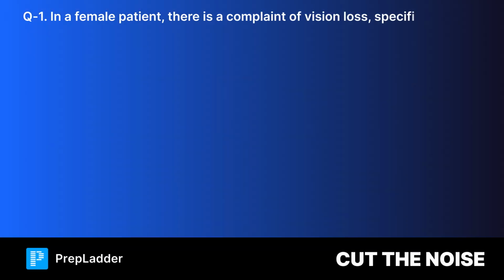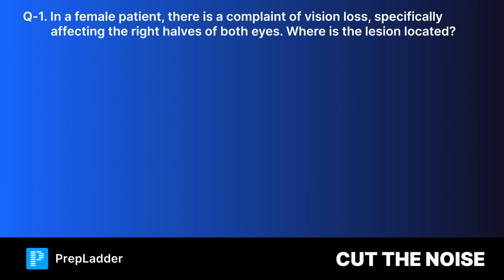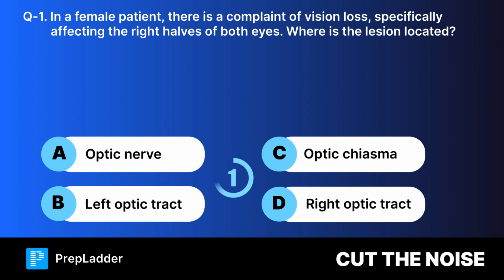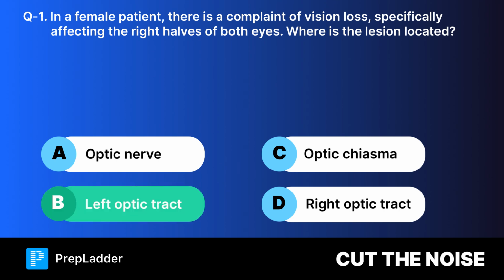Question number 1. In a female patient, there is a complaint of vision loss, specifically affecting the right halves of both eyes. Where is the lesion located? Your options are. And the correct answer is left optic tract.